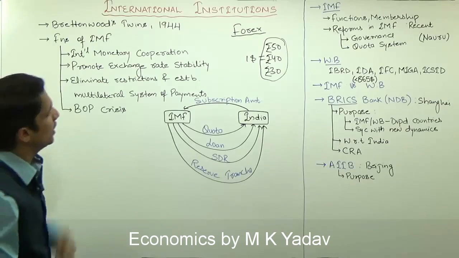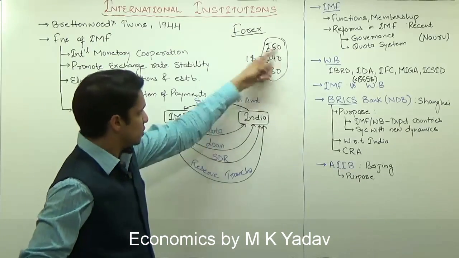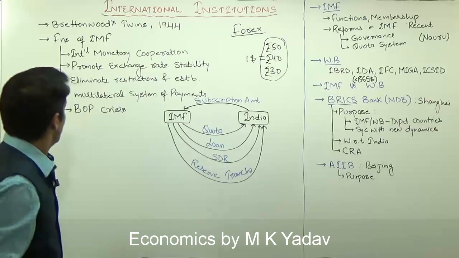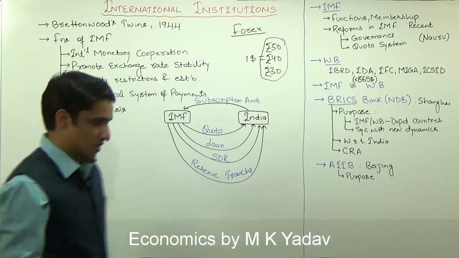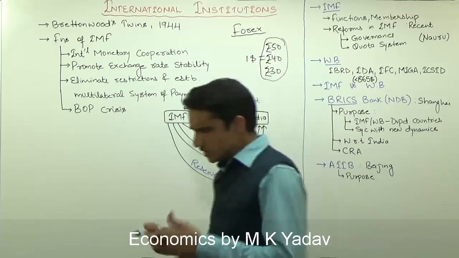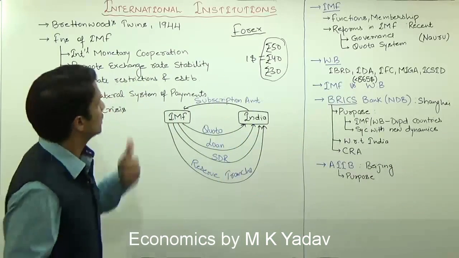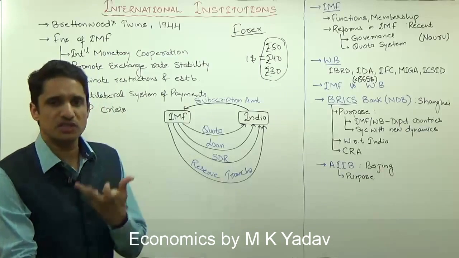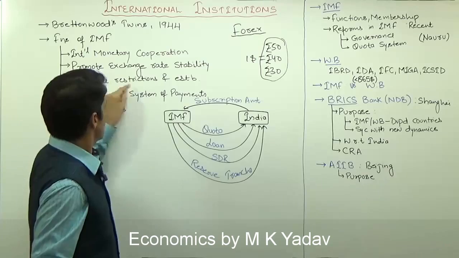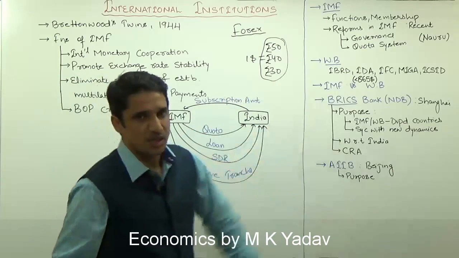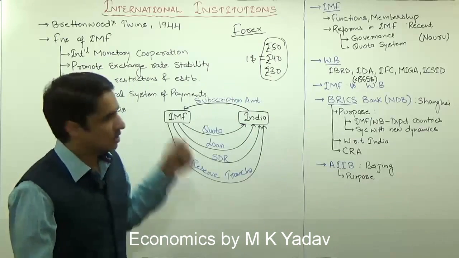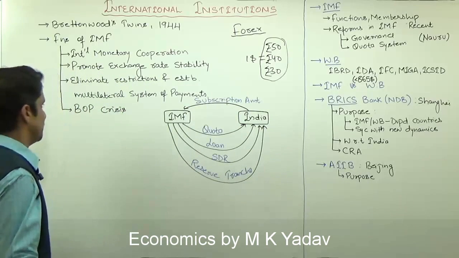The IMF will guide a particular country on how to make its exchange rate stable. Then, to eliminate restrictions. The elimination of trade barriers is also a function of the WTO, but here restrictions means the financial restrictions, the currency conversion and exchange rate restrictions. So this is one of the functions of the IMF.